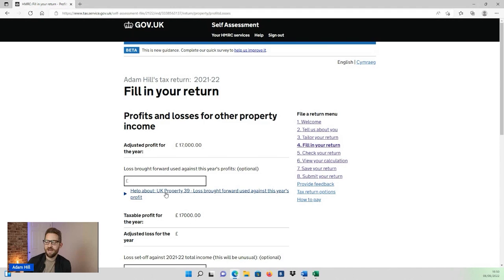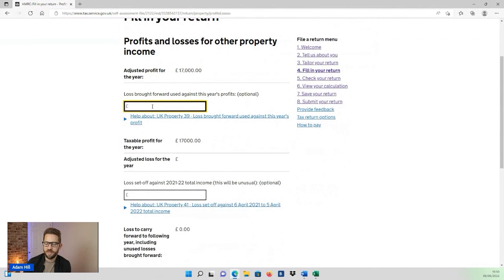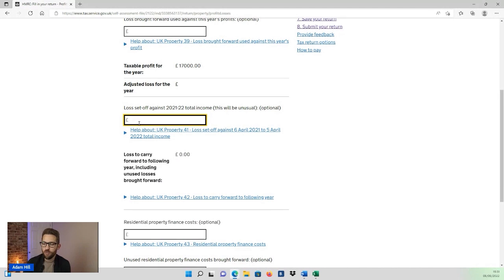And again, if we did have a loss brought forward, we're given the opportunity to utilize that loss against this year's profits. In some rare circumstances, and you can see HMRC actually point this out here, this would be unusual, but on the odd occasion, HMRC may allow you to offset losses that you've made from rental property against other income, so maybe against your employment income. And if you paid tax through your employment income, then you might be able to get some of that tax back, but it's very, very rare.